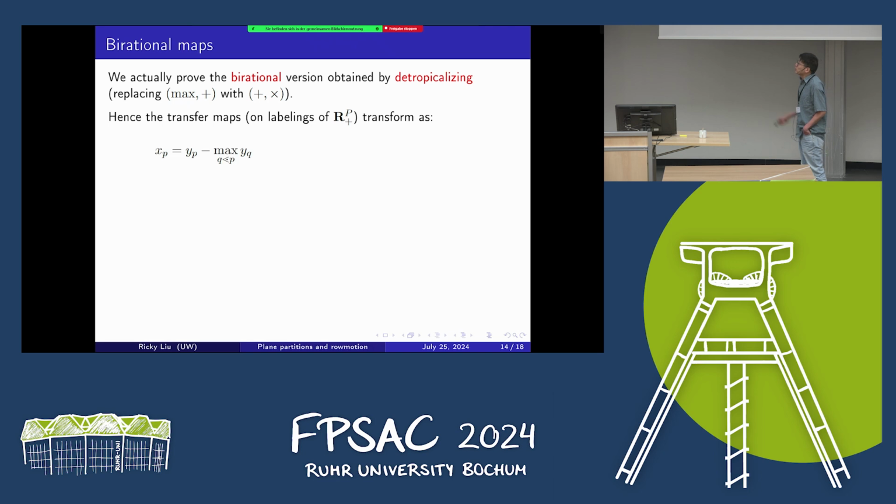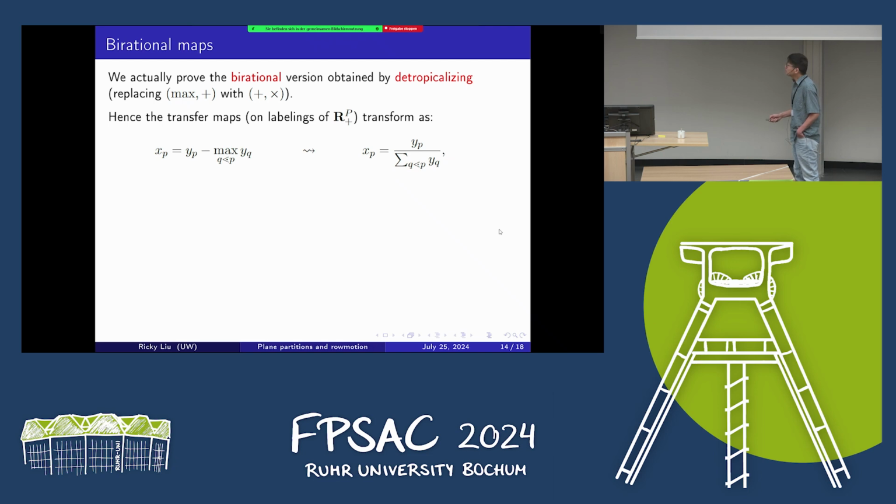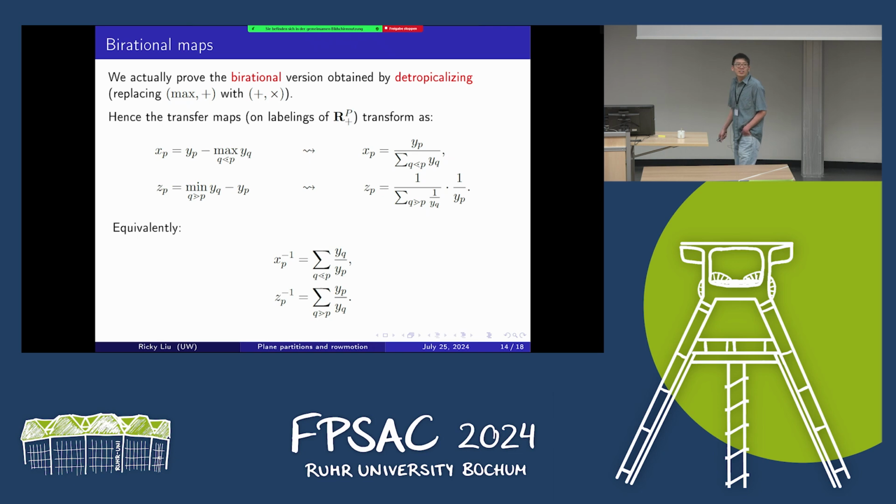And so for the transfer maps, we started with a formula that looks something like this. We're just going to do this instead. So this is now going to be on positive labelings of our poset. Instead of using minus here, we're going to use divides. And instead of using max here, we're going to use summation. Okay. Or we had this formula, which was z's in terms of y's. So this is now going to turn into this crazy thing, because the minimum of a and b is negative max of negative a and negative b. So that turns into this crazy rational function. And then again, we subtract y_p, and we get something like this. And these might look funny, but if you write them like this, they look a little bit nicer.